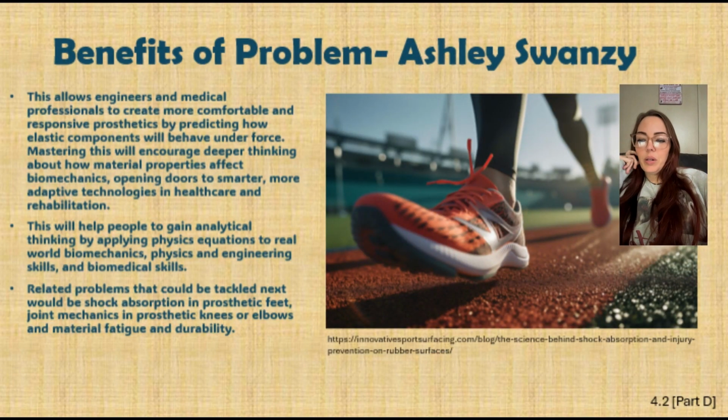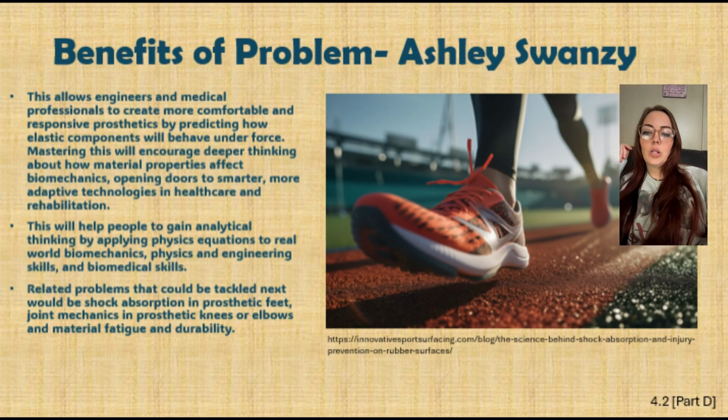The benefit of understanding prosthetic limb suspension is that it allows engineers and medical professionals to create a more comfortable and responsive prosthetic limb by predicting how elastic components will behave under force. Mastering this is going to encourage deeper thinking about how material properties affect biomechanics, opening doors to smarter, more adaptive technologies in healthcare and rehabilitation.